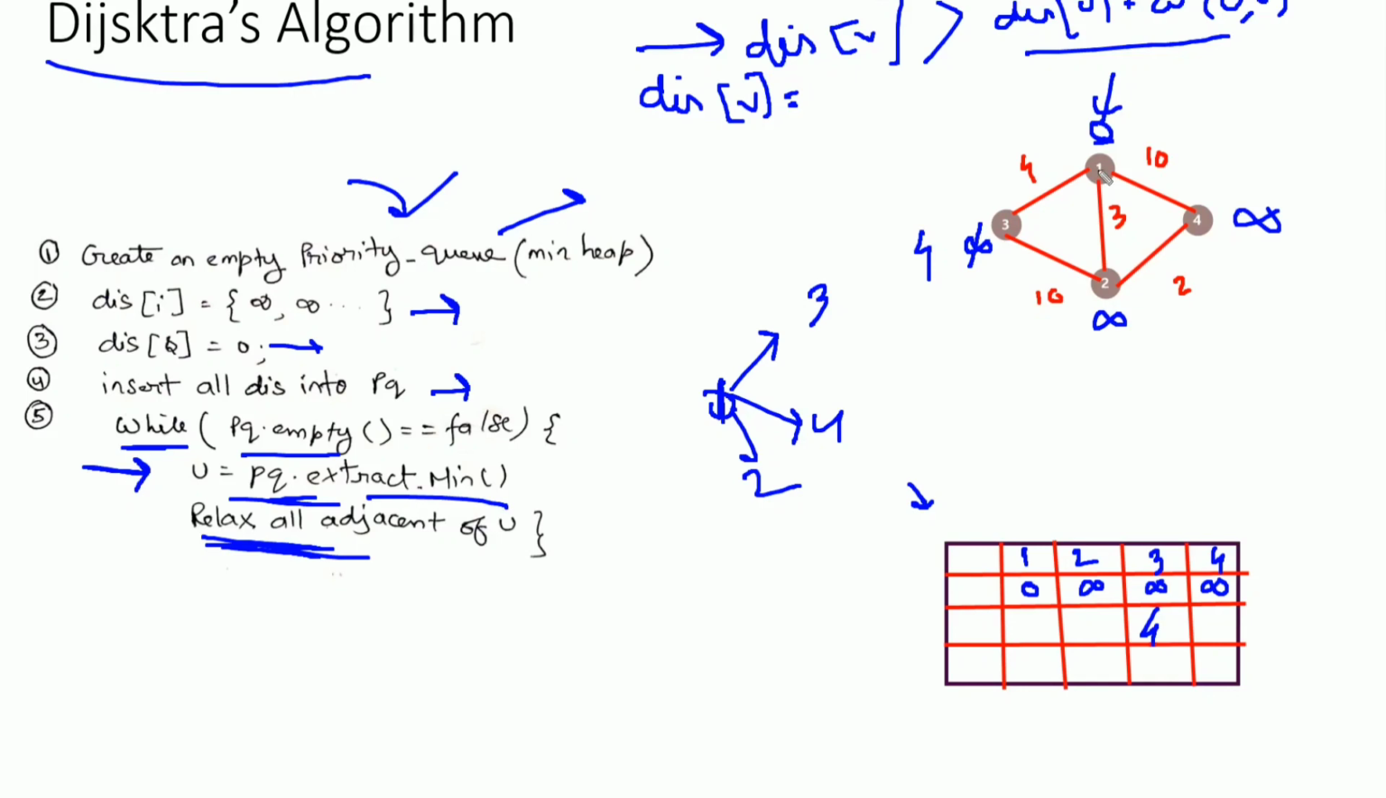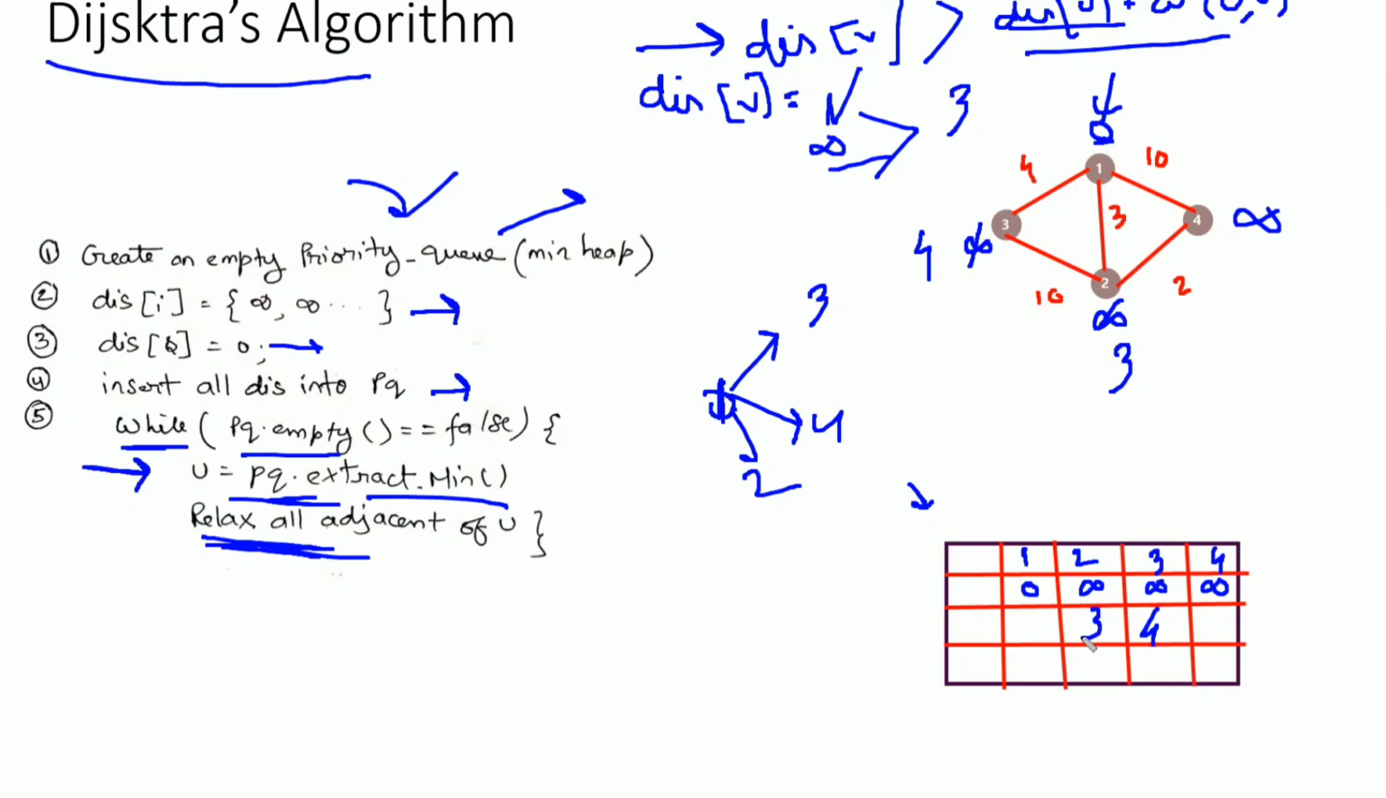Now if we see the adjacent vertex 2, its initial value is infinity, and it is greater than the distance of u. The distance of the current vertex is 0. Our current vertex is 1, plus the weight between vertex 1 and 2, which is 3. So 0 plus 3 is 3, which is smaller than infinity. So I need to update the value from infinity to 3 for vertex 2.